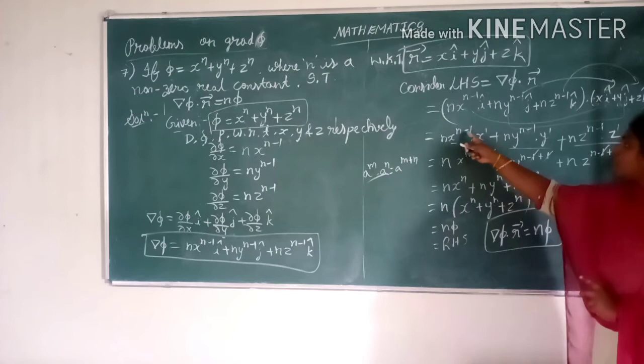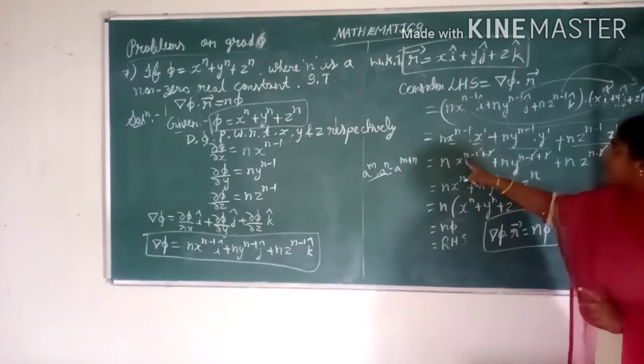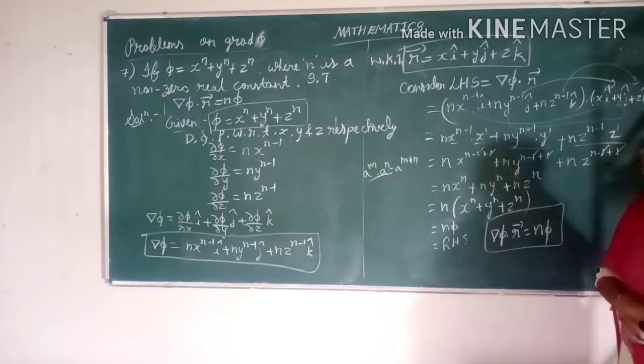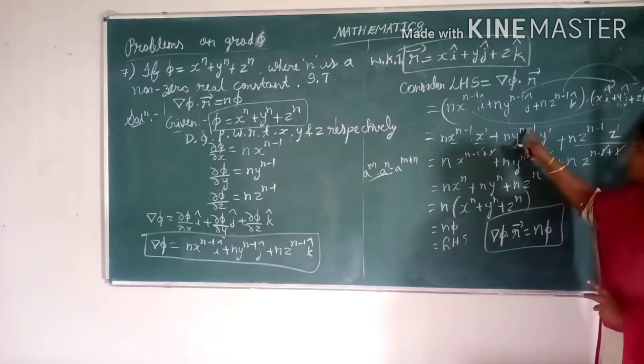n into x to the power of n minus 1 here. Then here what is the index? Plus 1. x to the power of n minus 1 plus 1. Similarly, in the next term, n into y to the power of, what is the index here? n minus 1. What is the index of this term?